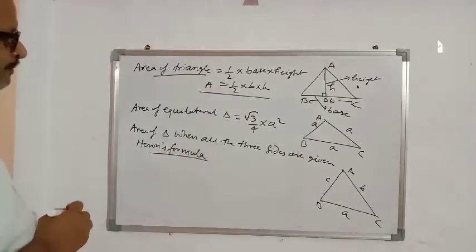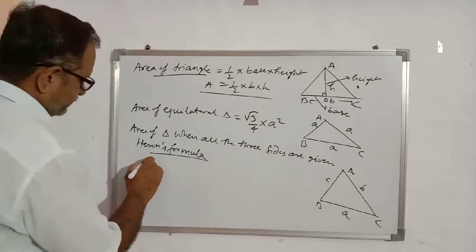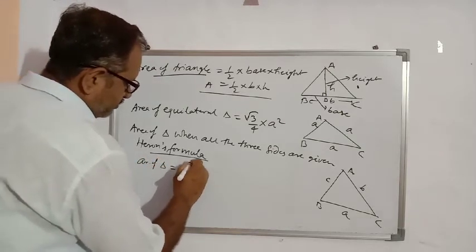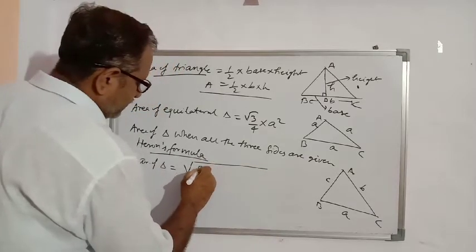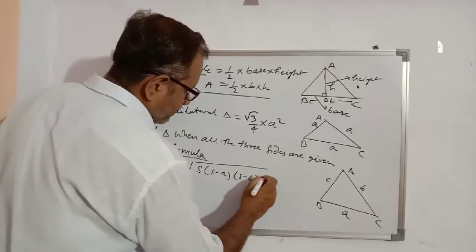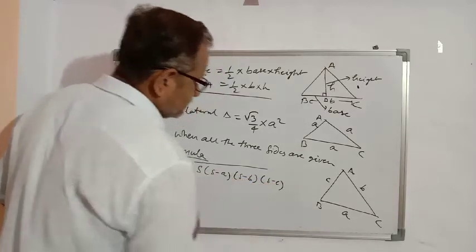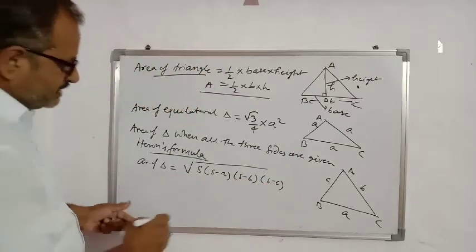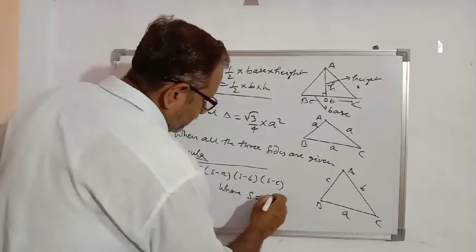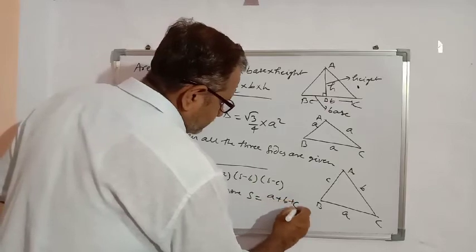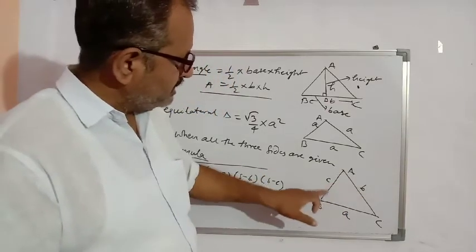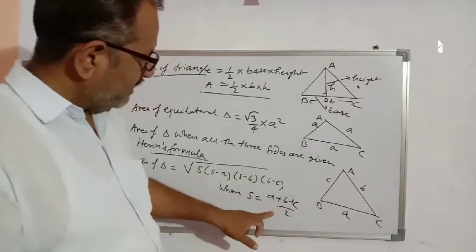Heron's formula for area of triangle is equal to under root S into S minus A, S minus B, S minus C. What is S? S is equal to A plus B plus C upon 2, the semi-perimeter. A plus B plus C is the perimeter of the triangle, divided by 2.